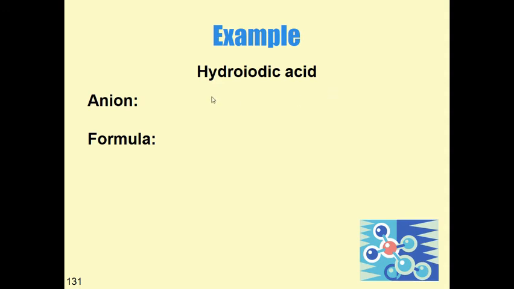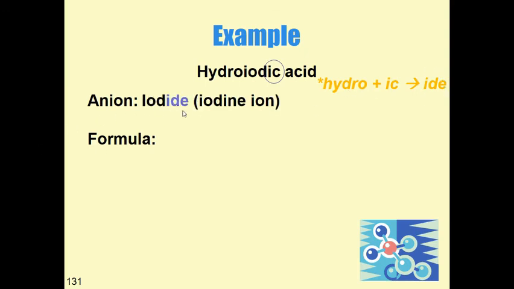Hydroiodic acid. Okay, this here has the word hydro, and it ends in ic, so it's hydroic. That means this guy must have ended in ide. So our anion must have ended in ide, so the anion must have been iodide, which is from the iodine ion. And that's I minus. So we're going to put that together with our hydrogen, and then we have an I minus. We crisscross or balance our charges, and we get HI.